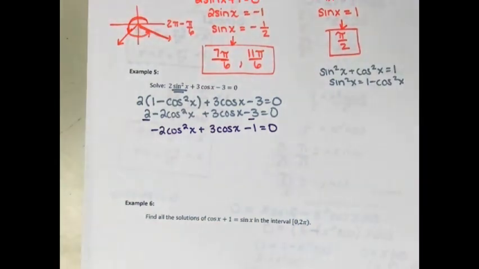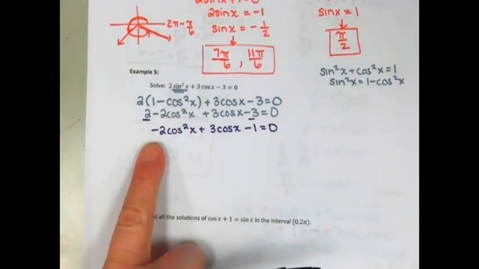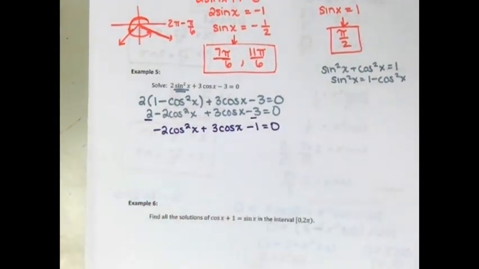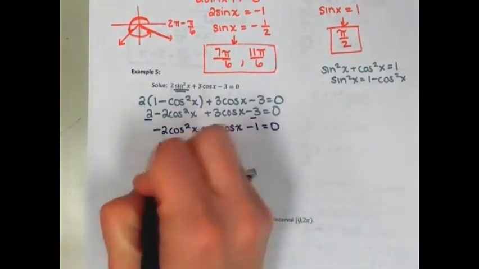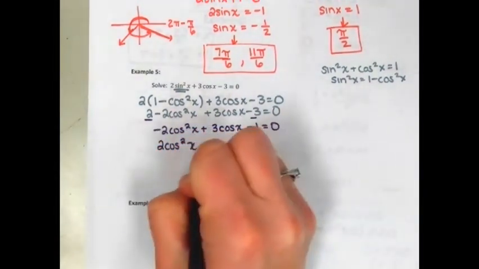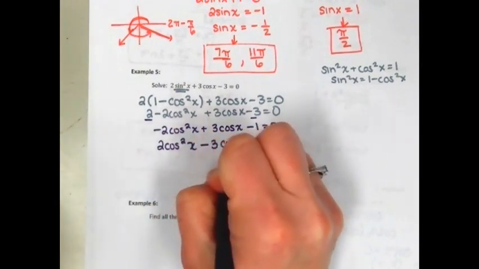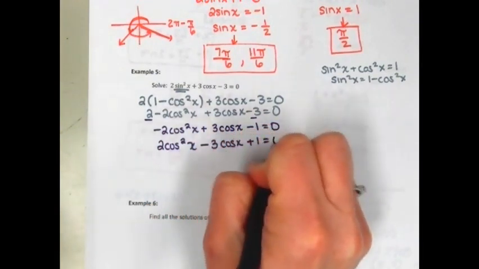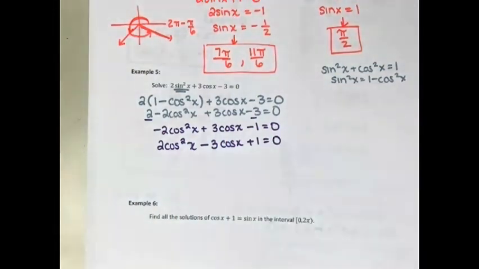Now, can we factor this? The only thing, do you see how this is a negative in the front here? Can I just change the sign of everything to make that a positive? Yeah. So I'm going to change that to a positive 2 cosine squared x. Then my 3 becomes a negative 3 cosine x, and my 1 becomes a positive 1. Okay. Now, can you factor that? Aiden, do you see why I made that positive? Okay. All right, so let's go ahead and factor.